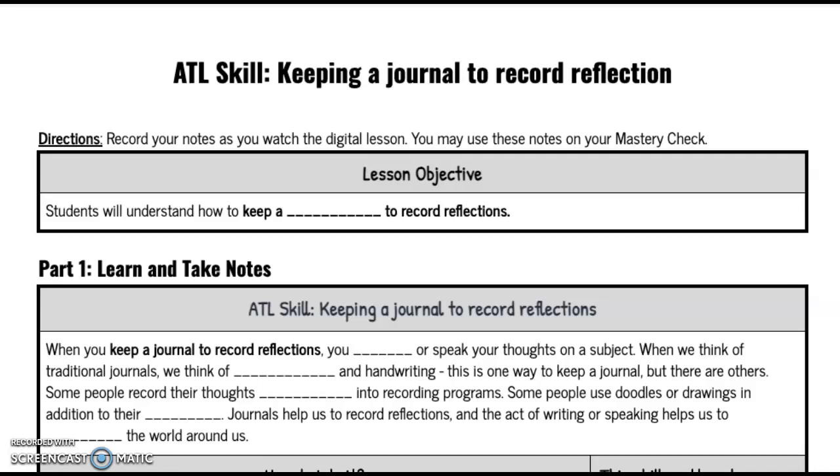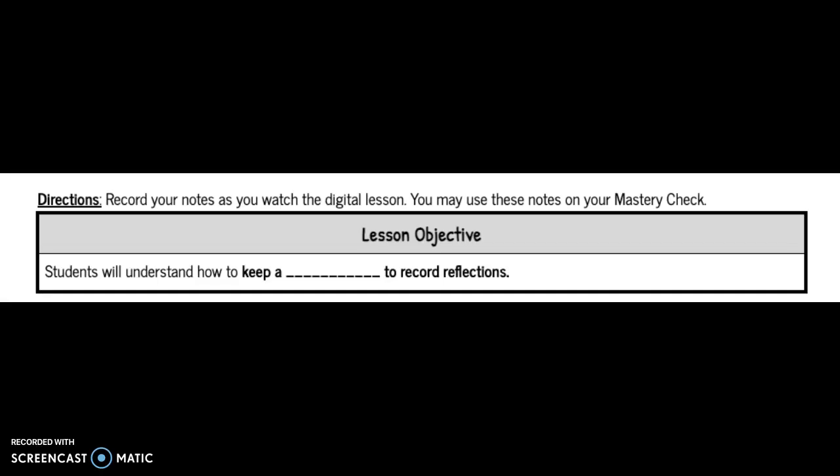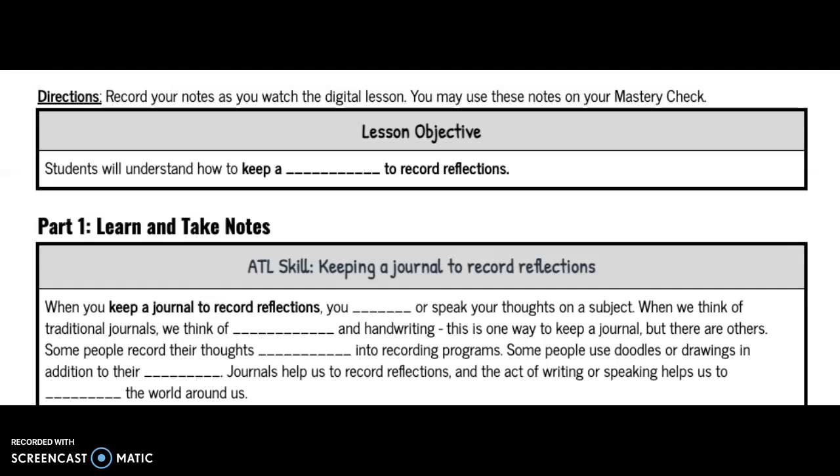Remember that as you go through the lesson, you will pause as needed to fill in any blanks or complete any activities. Let's get started. Our lesson objective is that students will understand how to keep a journal to record reflections. So let's talk about what this even means.